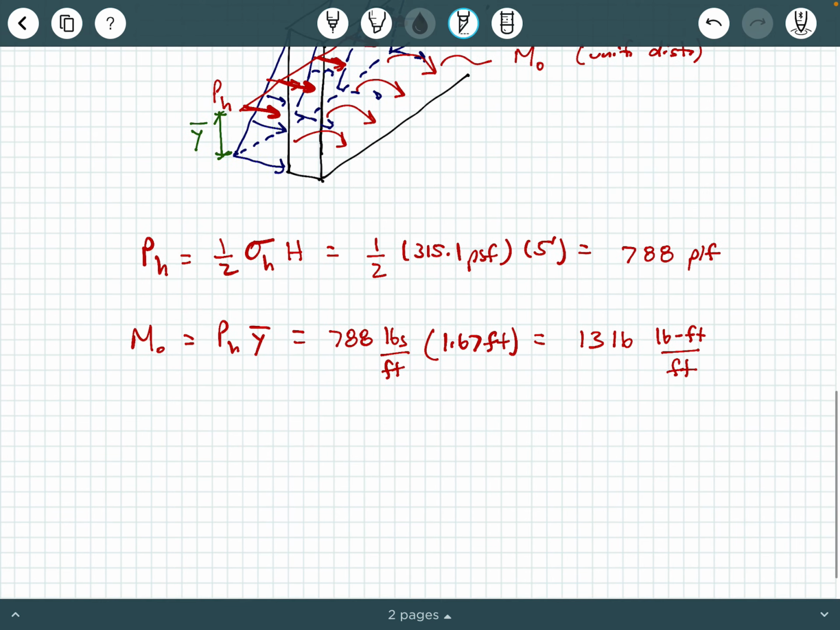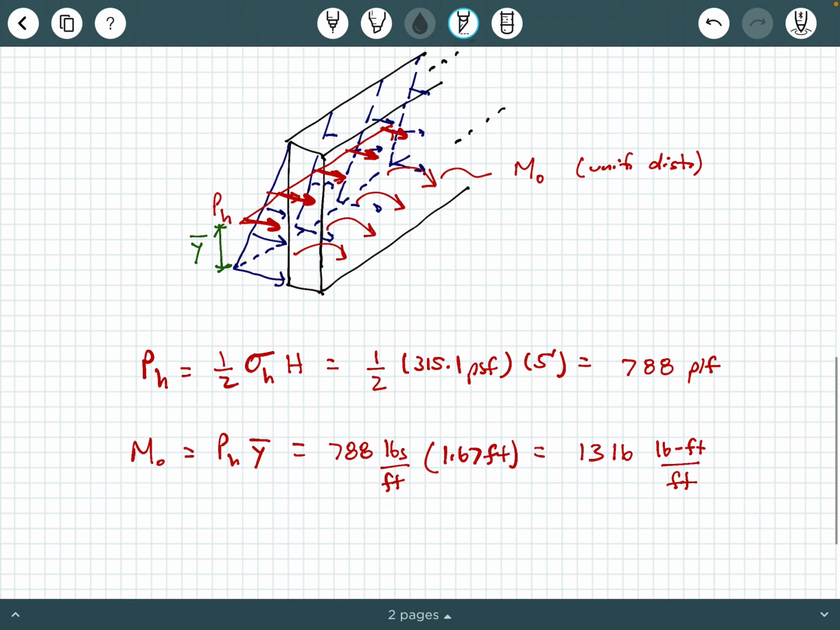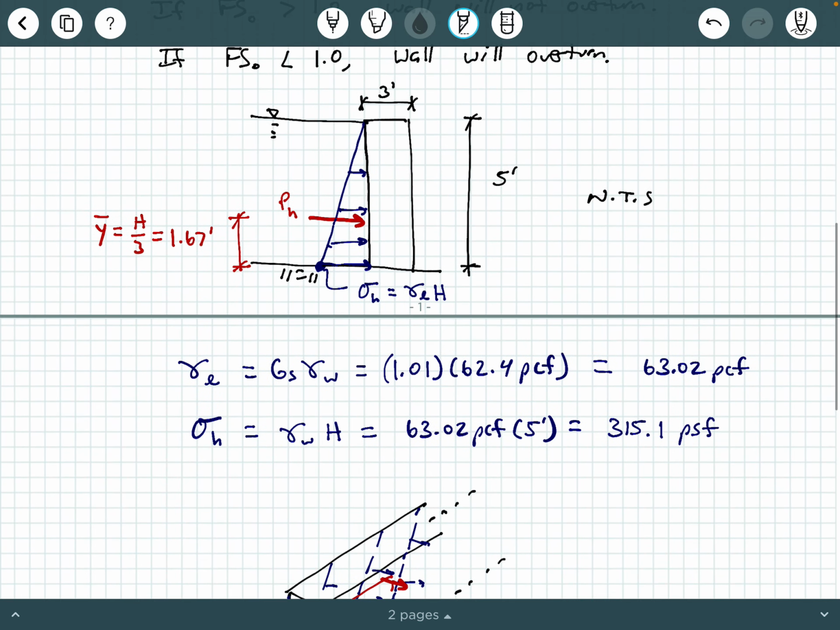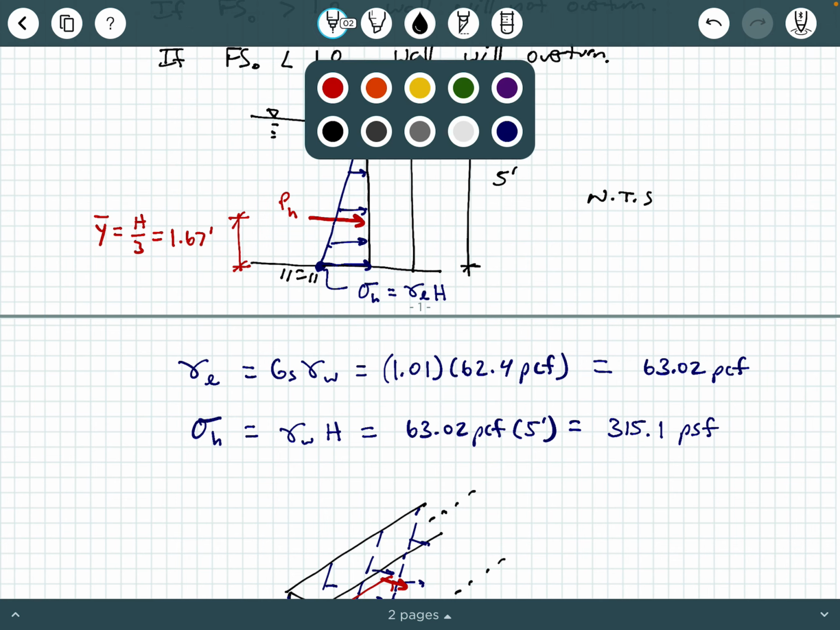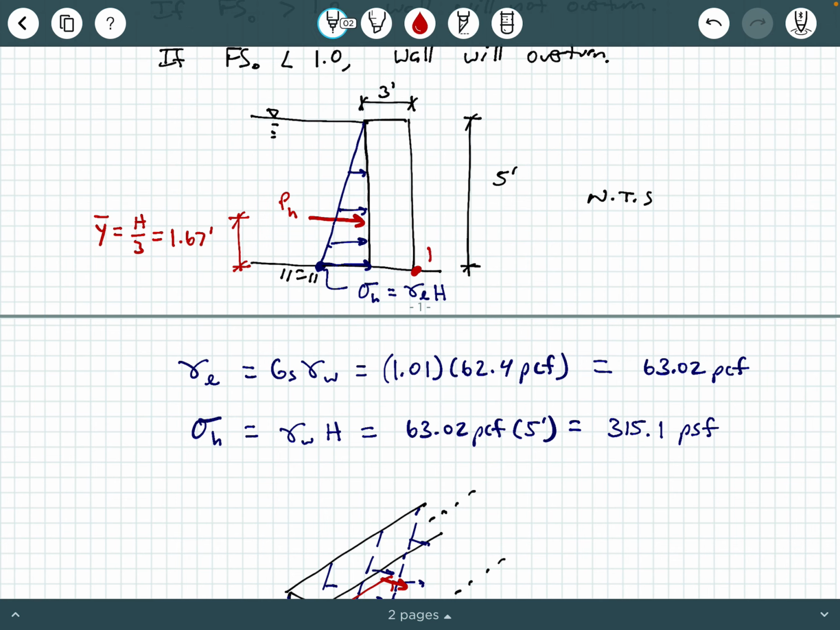Now, we need the resisting moment, okay? The resisting moment is a moment generated about the toe. Remember, this is the toe right here. Let me sketch that back on here for us. That's the toe. We want the resisting moment about the toe. So the resisting moment is what is resisting the wall from trying to tip over.